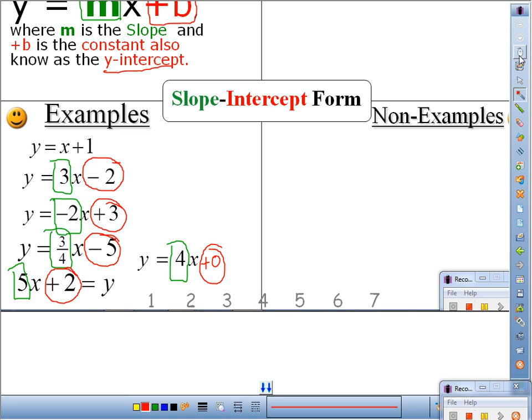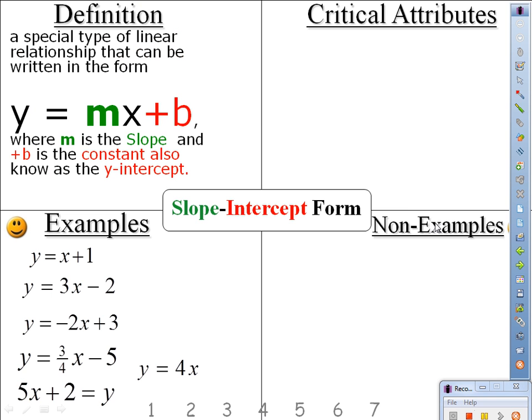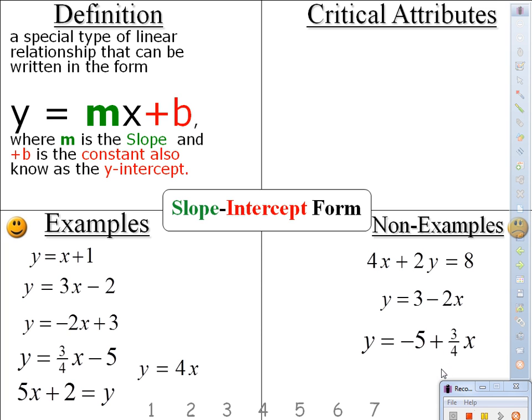So let's find out what is not a slope-intercept form. Copy these down. 4x plus 2y equals 8. Y equals 3 minus 2x. And y equals negative 5 plus 3/4x. Copy that, please. All right, look at these and look at these. Think about it. Why are these not slope-intercept form compared to these? Okay, talk it over with your neighbor.